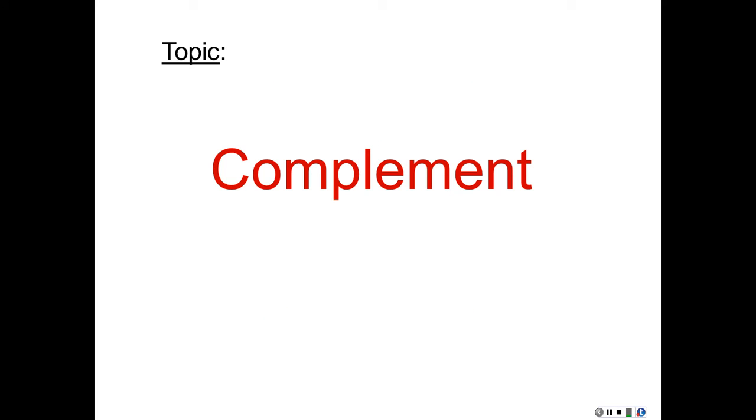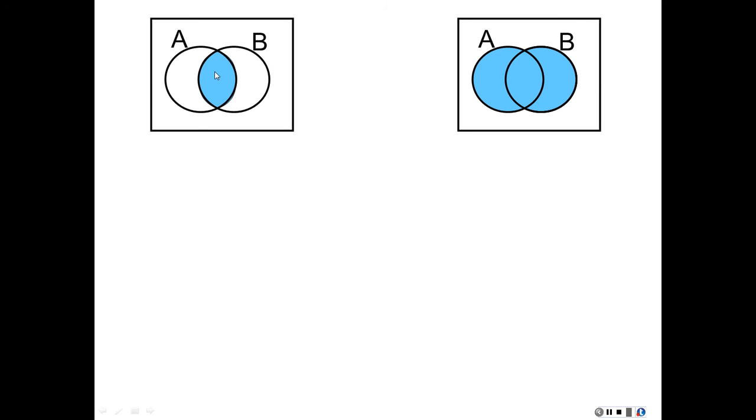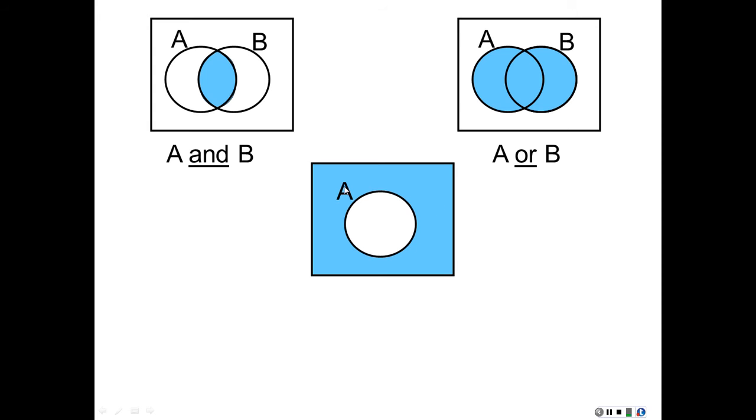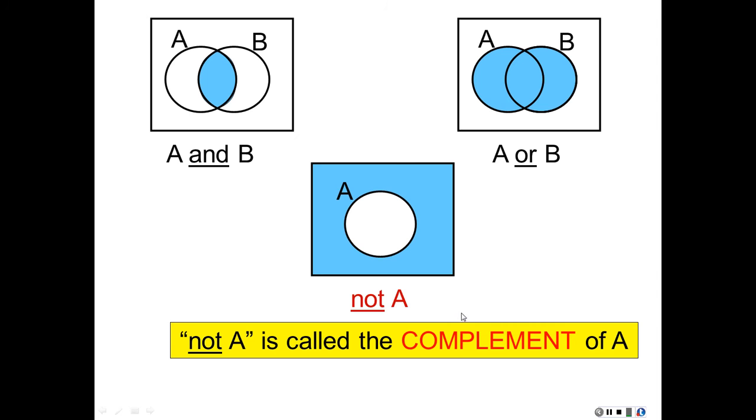Now, the complement is what has not occurred. For example, if you have an event A, let's look at this. This is event A and this is event B. This is A and B together, or A or B together. This is A and B right here in the middle, and this is A or B right there. This right here is the event A, and the event not A, which is the complement, is the rest of it. Not A is called the complement of A.